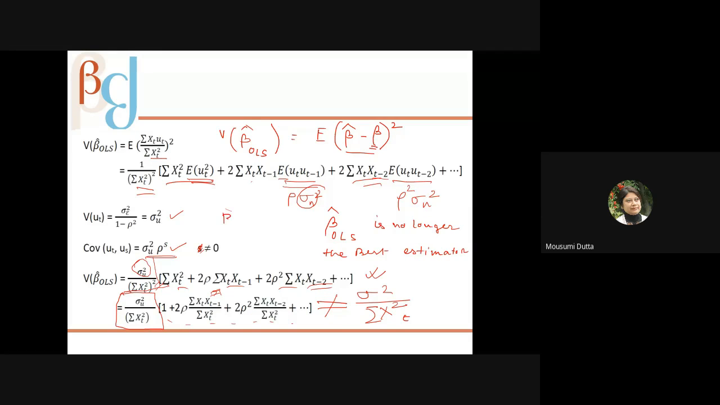So the BLUE property is violated. BLUE property does not hold. It is an unbiased estimator. However, it is not the minimum variance estimator. The variance is greater than that of... I cannot say greater, because the correlation between X_t and X_{t-1} can be negative, etc. So it is not the perfect one. It is not the best value. It is something else.